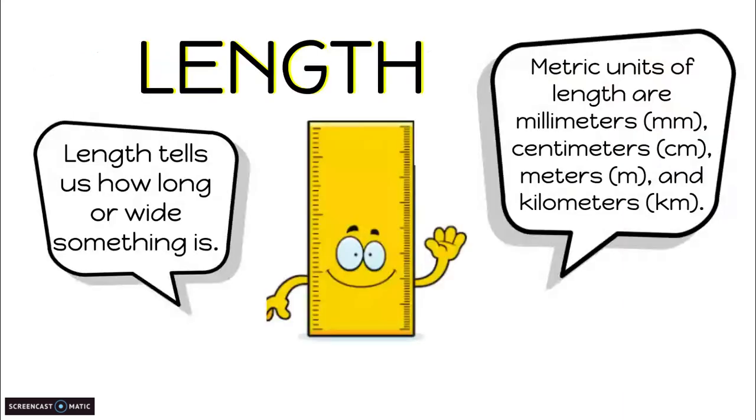We'll start by discussing length, which tells us how long or wide something is. The most commonly used metric units of length are millimeters with the abbreviation mm, centimeters with the abbreviation cm, meters with the abbreviation of m, and kilometers with the abbreviation of km.